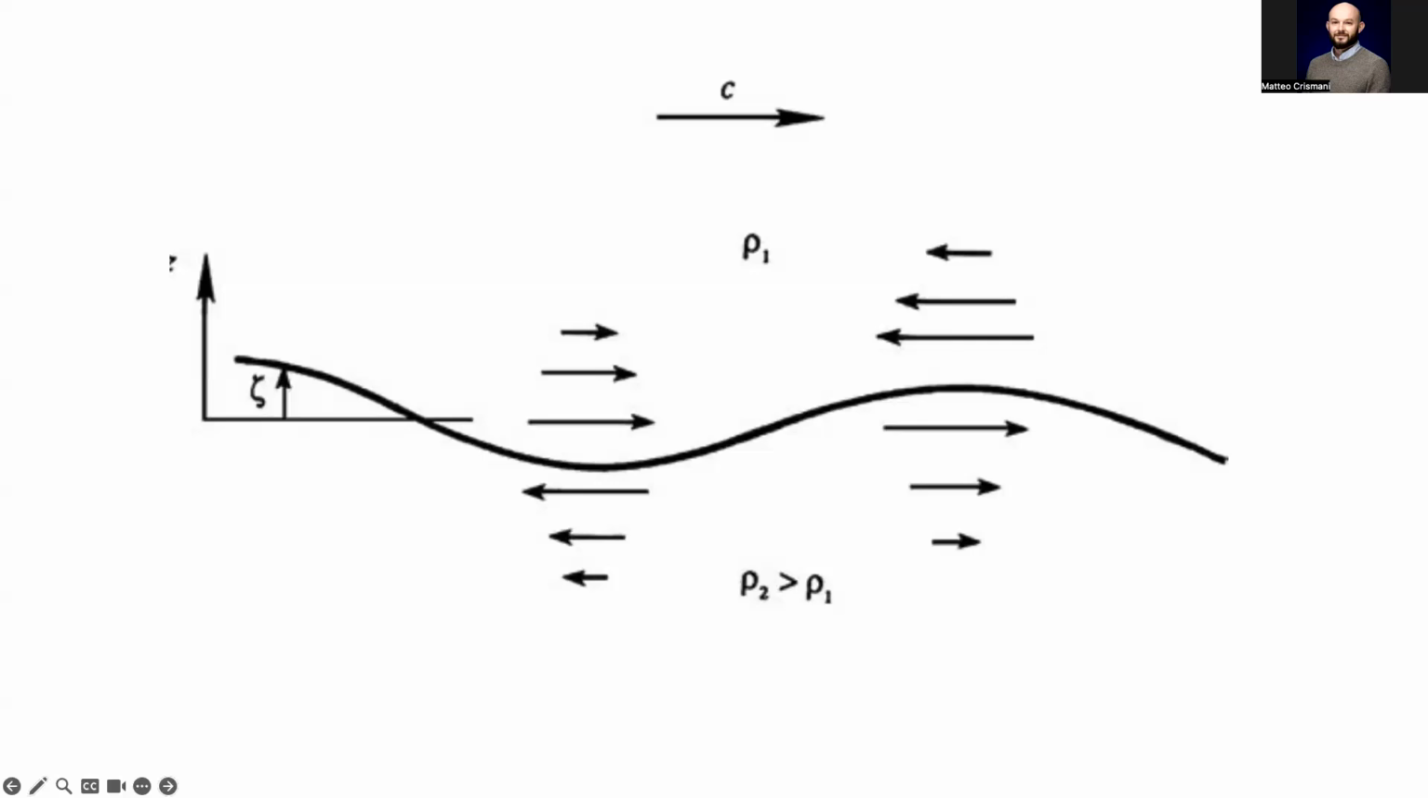Such that advection can be ignored. And then finally, the frequency is much larger than the rotation of the Earth, so that the Coriolis term doesn't operate. Okay, so this is a pretty straightforward set of approximations.